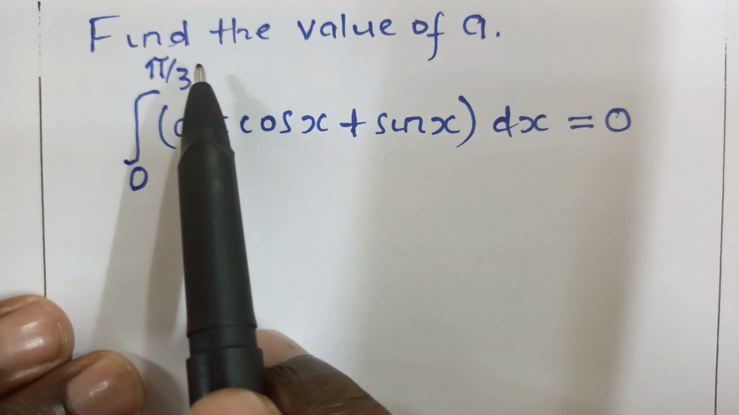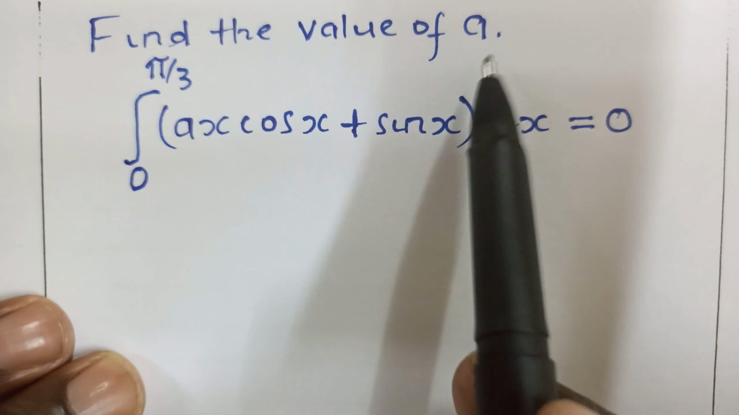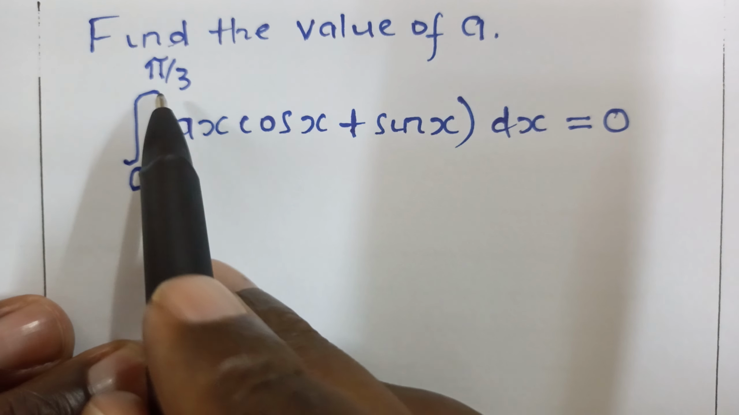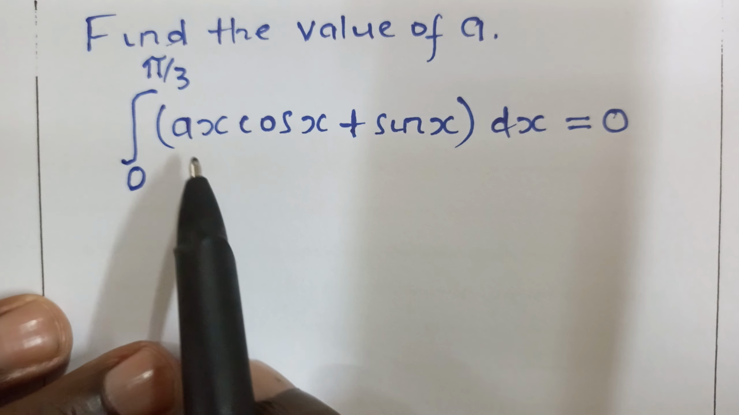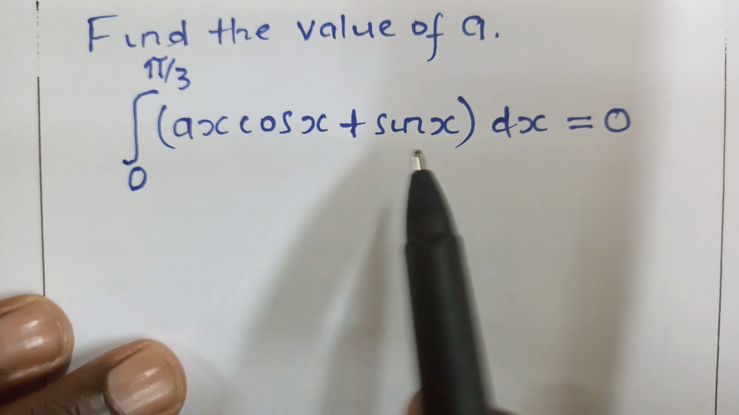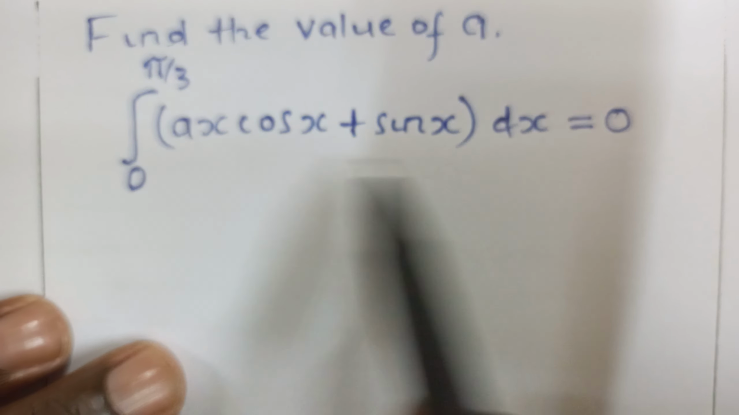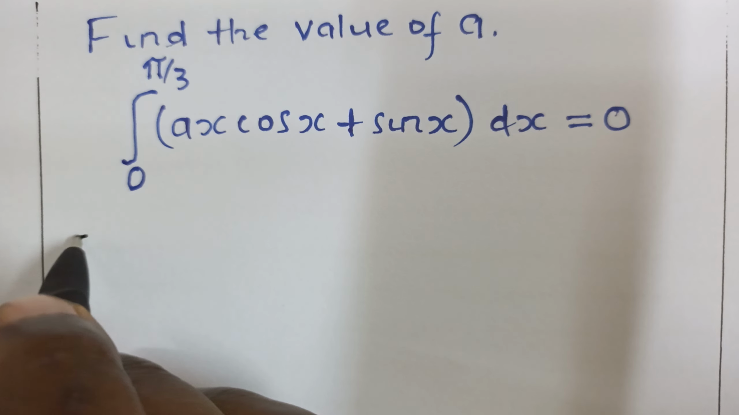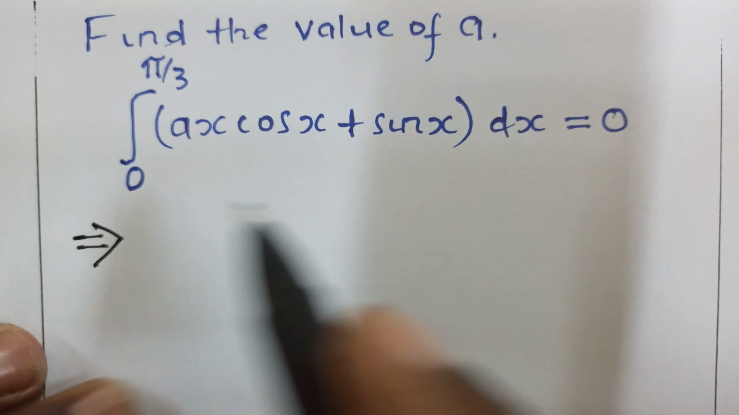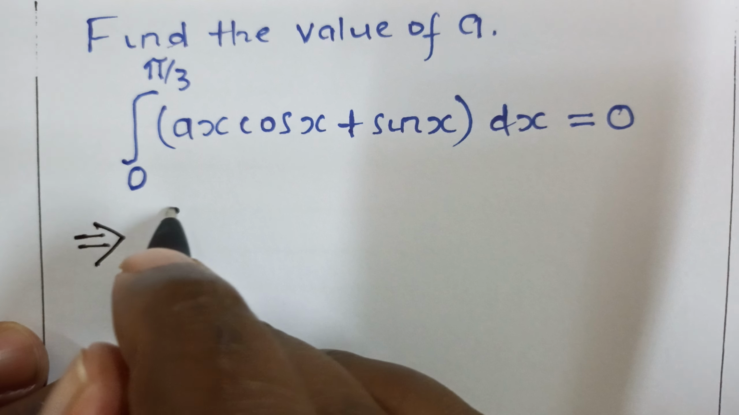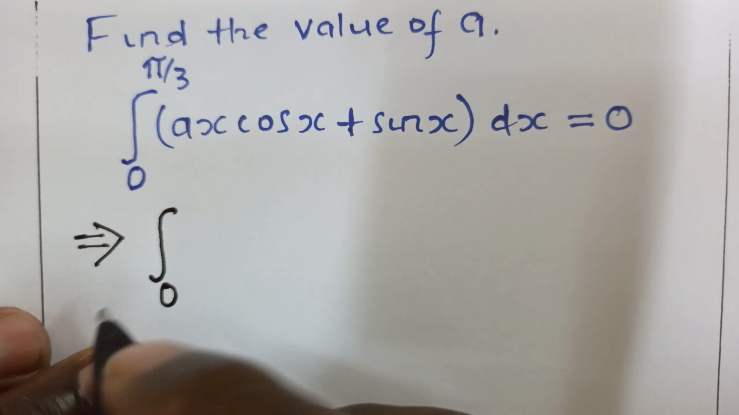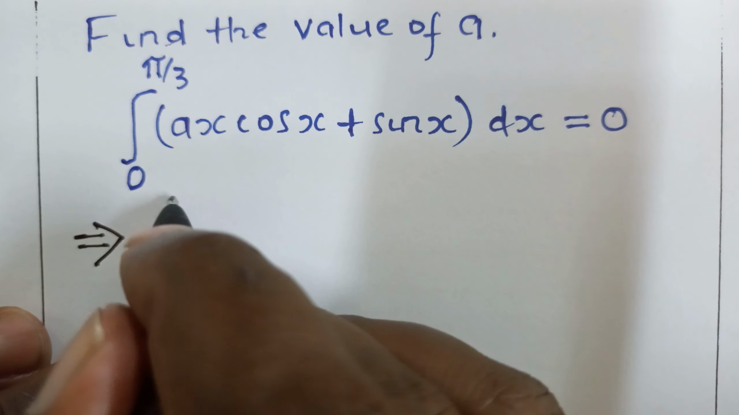I read the question. Find the value of a. You are given the integral from 0 to pi over 3 of (ax cos x plus sin x) dx equals 0. And so guys, we now begin to do this question. I can divide it into two parts. First, I will do the first part, that is ax cos x.